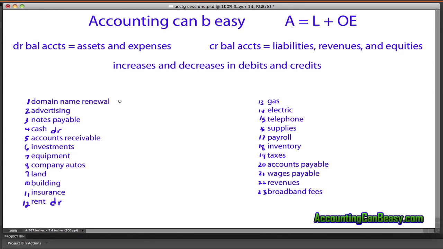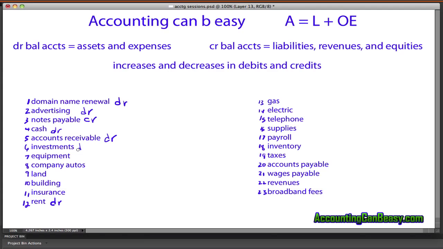Okay, let's see how you did. Domain name renewal is an expense, so if you put DR, you are correct. Advertising, also an expense. DR. Notes payable. You should know this because we've done it before. It's a CR because it's a liability. Accounts receivable would get a DR because it's an asset.